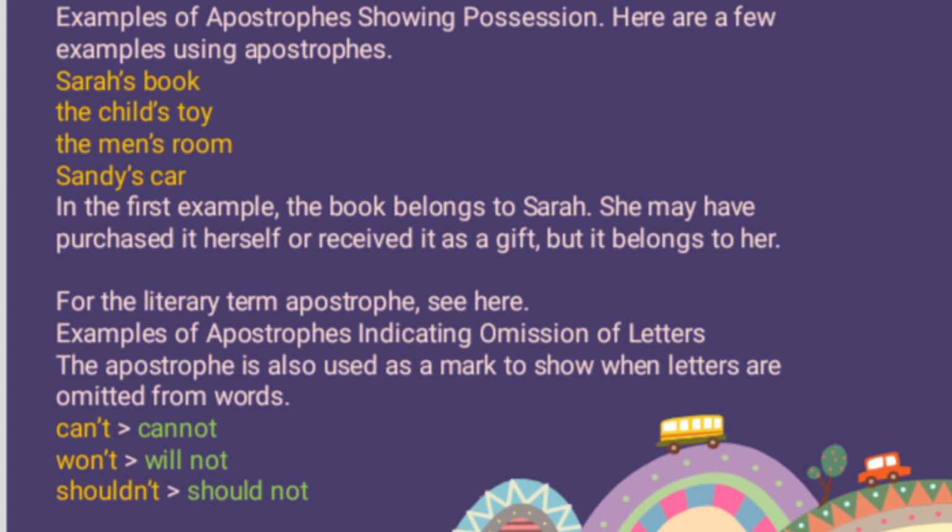The first example means the book belongs to Sarah. She may have purchased it herself or received it as a gift, but it belongs to her. For the literary term, apostrophe, see here. Examples of apostrophes indicating omission of letters. The apostrophe is also used as a mark to show when letters are omitted from words, like can't for cannot, won't for will not, shouldn't for should not, and didn't for did not.